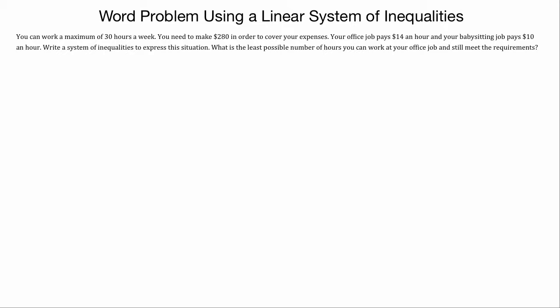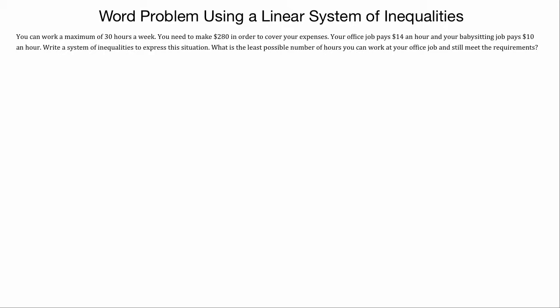Okay, so there we go. We're going to try and use our understanding of linear systems. There are some things going on here that would use an inequality, and we're going to represent this problem algebraically. We're going to use a graph to help answer it. We're going to find the least possible number of hours we can work.